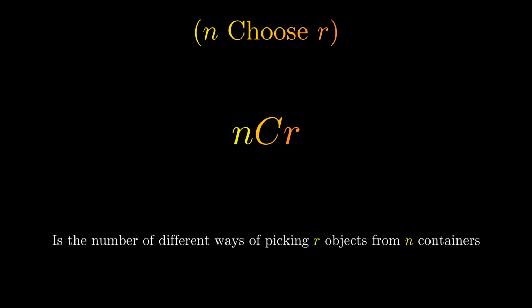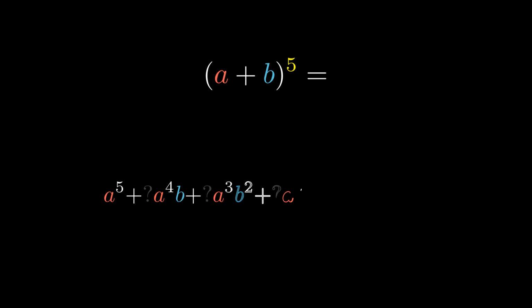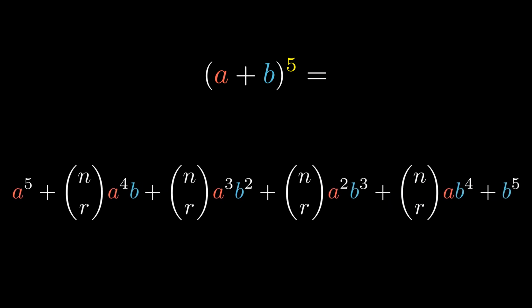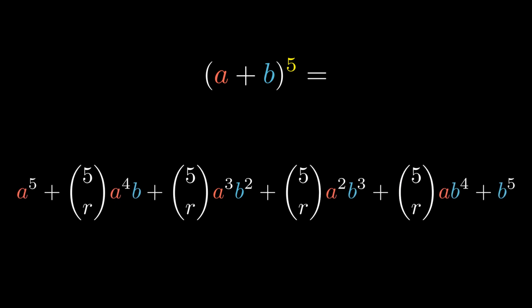What we really want to see though is how this plays with our formula from earlier. Now this was one of our examples, a plus b to the 5, except now we can replace all of these coefficient question marks with our n choose r terms. Now we have to figure out what to put in. For all of these we're going to be picking out of 5 brackets, so n is always going to be 5. R is a bit trickier, but r is just the number of b's, right? So we just have to match r to the power of b in that term.